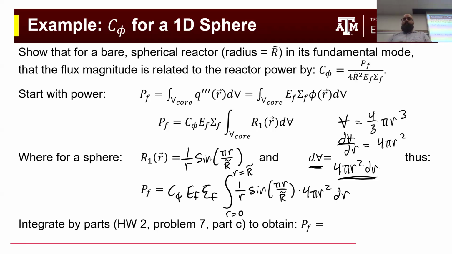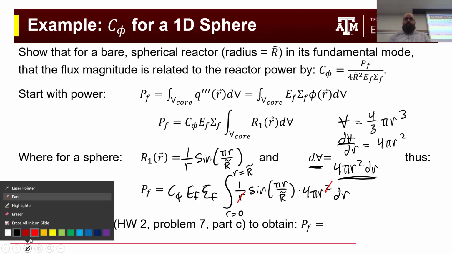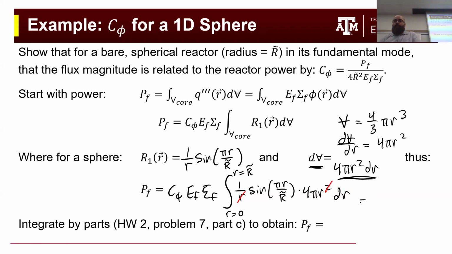And then notice that this 4 pi can come out front because it's also a constant. And then also one of these r's can cancel one of these other r's, right? This r can cancel with one of these r's here. So this is going to end up looking like 4 pi times C phi times EF times sigma F times an integral from 0 to R tilde of r sine pi r over R tilde dr.